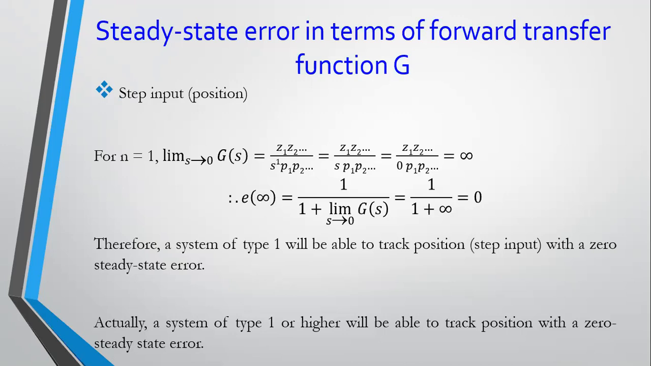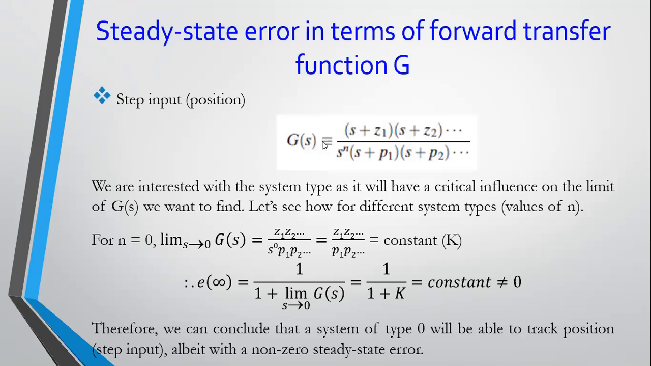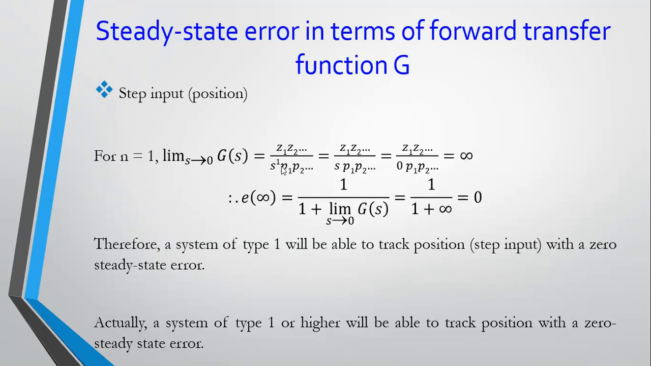Now, if we had a system which is of type 1, meaning n is equal to 1 now, we do the same type of analysis, the limit as s tends to 0 of gs. If you look at this one here, this is going to be n equal to 1, but all other terms are the same. So when s tends to 0, we get z1, z2 in the numerator, in the denominator p1, p2, but you do have an s power 1 now in the denominator. So when you replace s by 0 here, you have a 0 here, so you get infinity for that limit term. It means now your steady state error, which was 1 over 1 plus limit as s tends to 0 of gs, becomes 1 over 1 plus infinity.